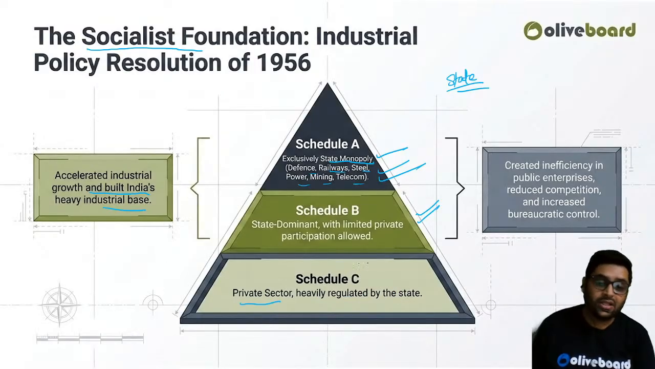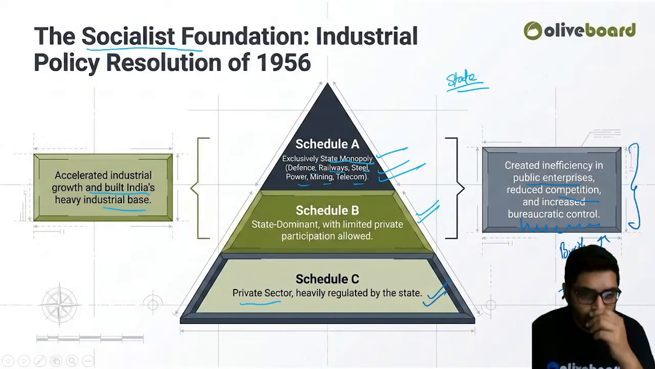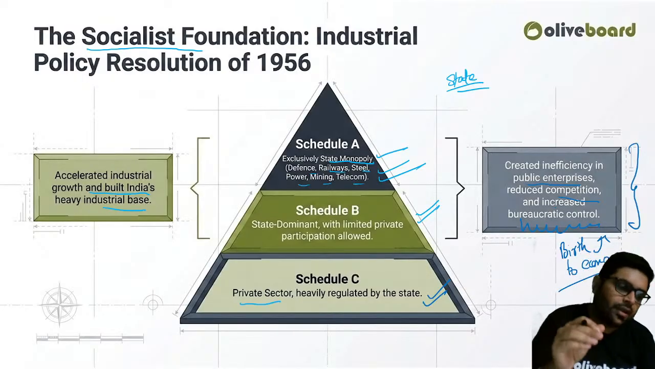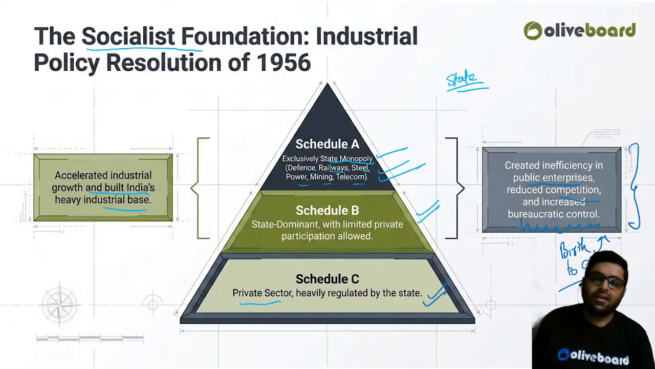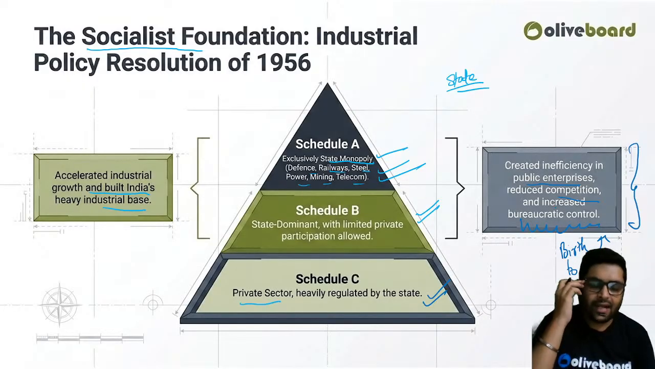Now, this is a point to pay attention to because this thing changed later. This created inefficiency in public enterprises, reduced competition, and increased bureaucratic control. Now, this gave birth to economic reforms. This was the drive for economic reforms. There was too much bureaucratic control, there was License Raj. The private sector was there, but it was strictly under regulations, because India had just got its independence, and we were becoming independent in terms of economy and market.